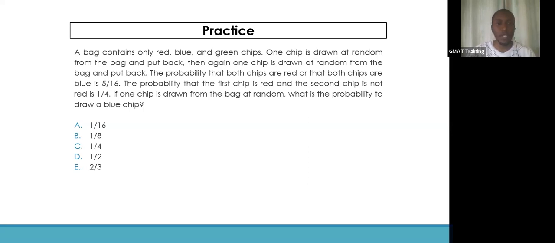What does that mean? If you put the chip that you've drawn back, then that is with replacement. So this is not a conditional probability now. We're dealing with replacement, which makes it not conditional but independent, since the probabilities don't change. Here it's with replacement, right? So the probability that both chips are red or both chips are blue is 5 over 16.